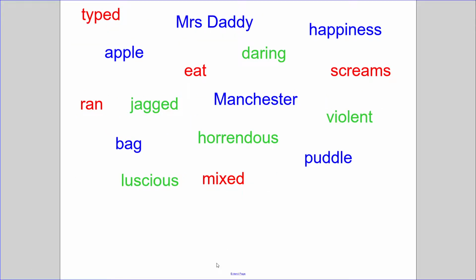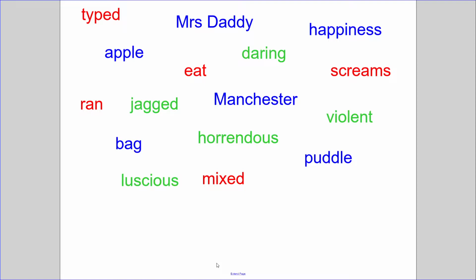So if we have a look at these words again, I've chosen words and I've put them into their different word classes. I wonder if this is how you sorted your words at the beginning too. So words like apple, bag, puddle, they're fairly obviously nouns. They're all things that you can touch. But then we start to get to maybe names of people or places, Mrs. Daddy, Manchester, and also ideas or feelings like happiness. Even though you can't touch happiness, it's still a noun. It's what we call an abstract noun.